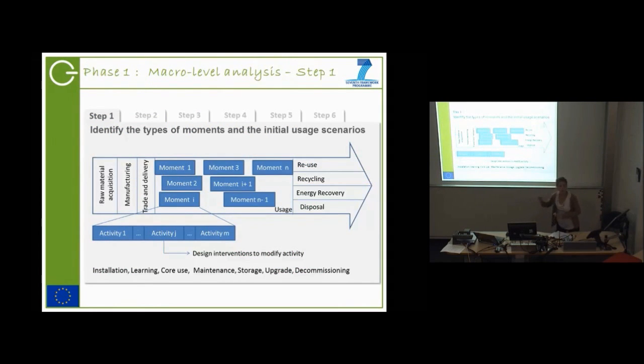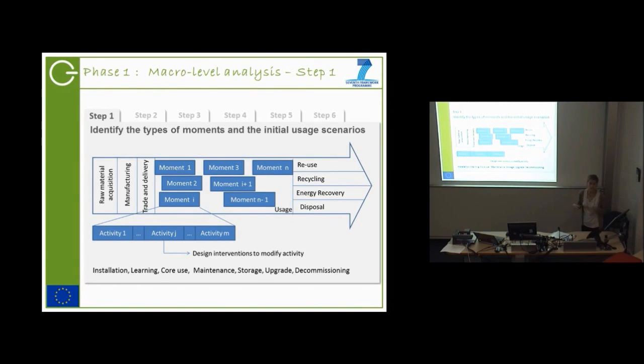So I will go through each step in order to better understand our methodology. The first step is the identification of the different types of moments that are composing the use phase. Here you have a representation of the entire life cycle of a product, from raw material acquisition to the end of life. And you can see that the use phase has been divided into different moments.